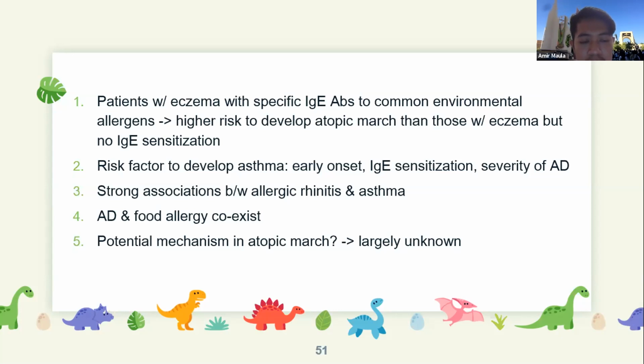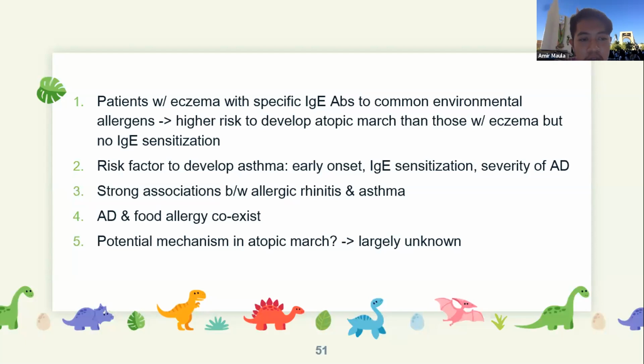Also, there has been research showing a strong association between allergic rhinitis and asthma, because these two diseases actually share the same anatomical, physiological, immunopathological, and therapeutic factors. Allergic rhinitis is also associated with multiple comorbidities, which include asthma. So allergic rhinitis can be a risk factor for asthma, and it can also precede asthma in the atopic march.